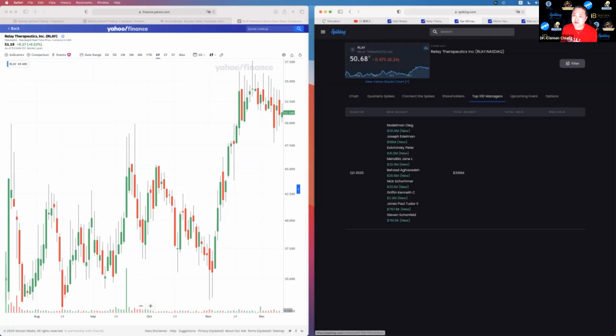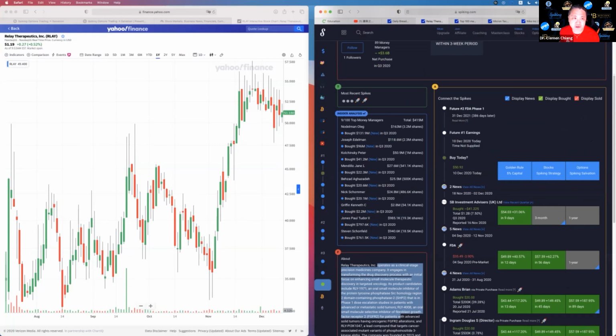Top 100 money managers. Wow, so many of them. 336 million committed by our top 100 money managers, of which Joseph Edelman commanded one-third. Check this out. This calculation, you must be very fast on your mind. 415 million, Joseph Edelman alone 120 million. So it's a very big portion. All these guys are committed already. They cannot afford to see the price go down.